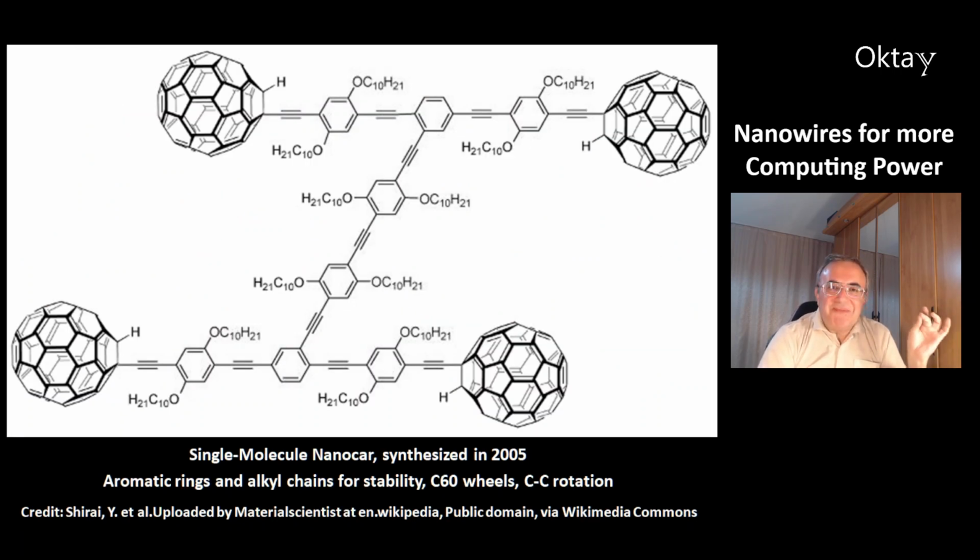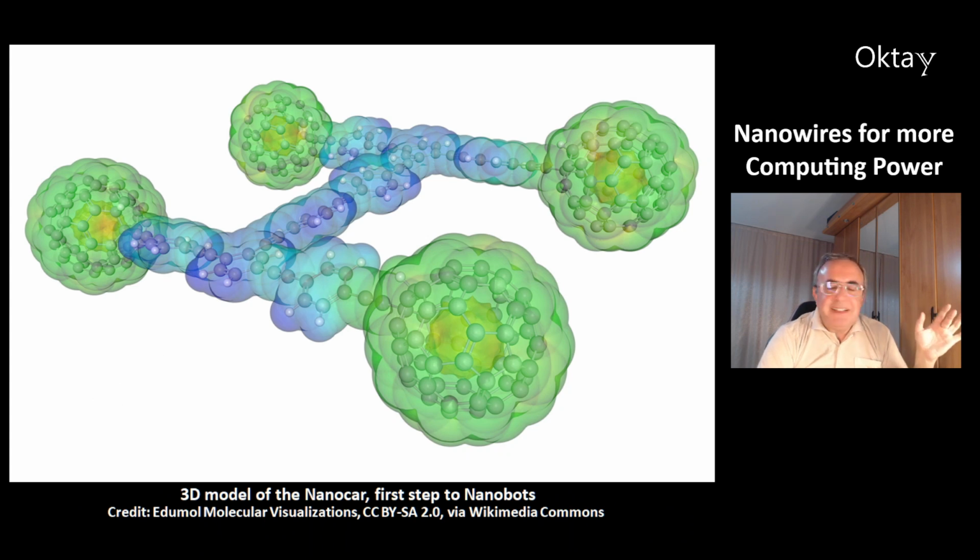This is my favorite molecule. That's the Nanocar, a single molecule Nanocar. It was synthesized in 2005. You can see the aromatic rings here, the basic structure, and long alkyl chains that give this molecule stability. The wheels are made of fullerene C60 molecules, and these C-C bonds can rotate. That's why the wheels can also rotate. This is a 3D model of the Nanocar. This is one early step towards nanobots.